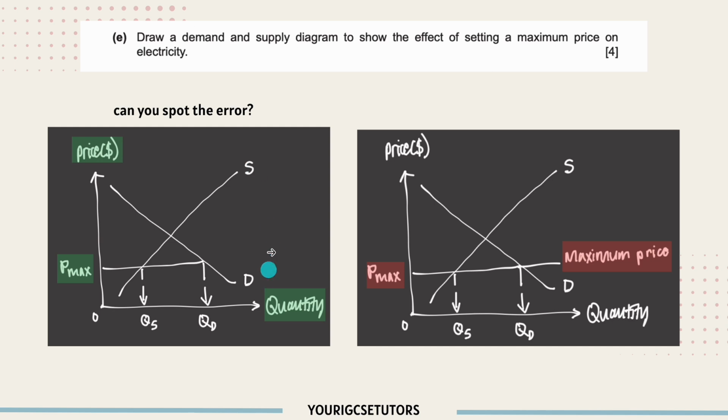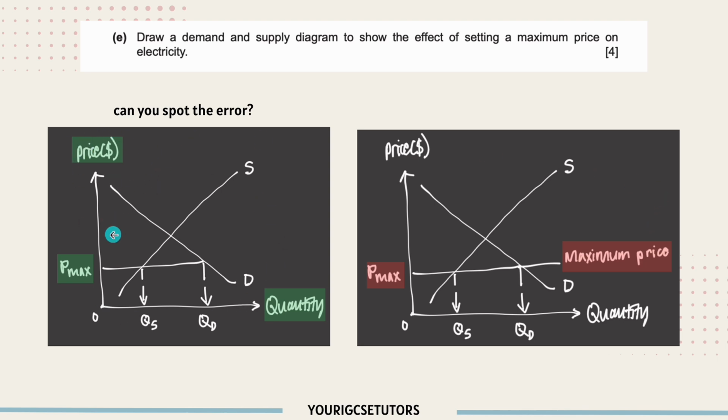As you can see from here, you have to label the supply and demand curve, but you did not label this line. So what you have to do is label it as maximum price, and then obviously on the axis, because it intersects the axis, you have to write P max. Yeah, so this diagram will be correct.